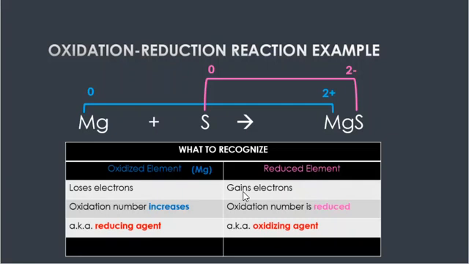It's going to gain electrons or become reduced, more negative. And because it's gaining electrons and helping the other element lose them, it's known as the oxidizing agent. So sulfur would be our reduced element. Now we're going to take a look at what the half reactions, or the individual oxidation and reduction reactions, will look like.